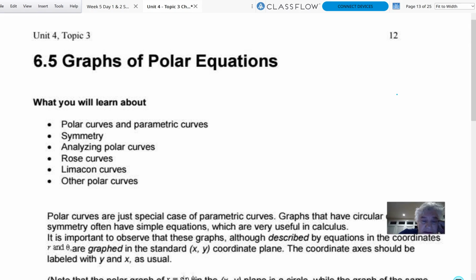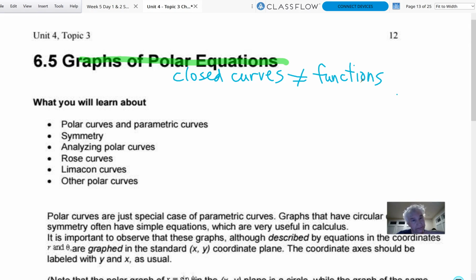So today's lesson, which was supposed to be yesterday's lesson, is on graphs of polar equations. And remember that these polar equations are closed curves. Closed curves, like circles, are not functions. This is going to come into play as we look at some of our polar equations using r and theta, and also when we start to describe some of the characteristics of our polar curves.